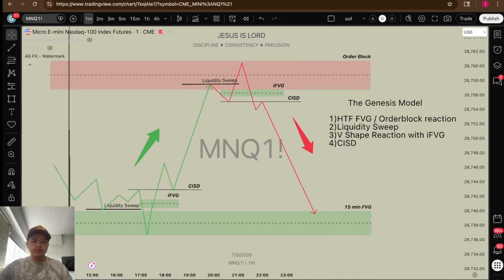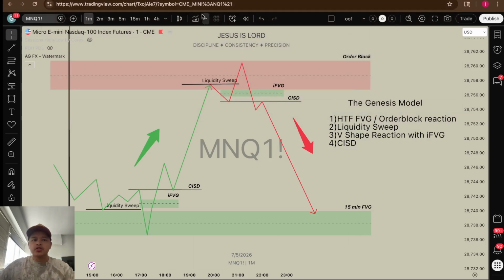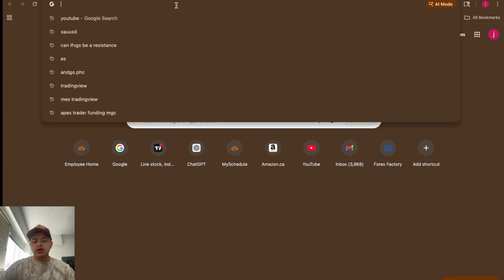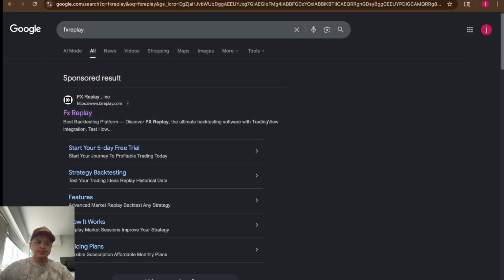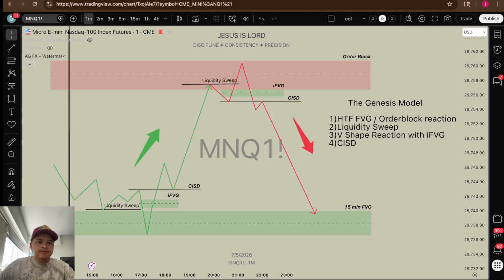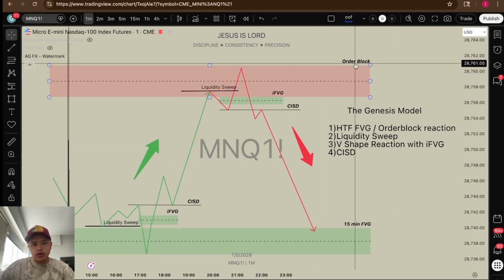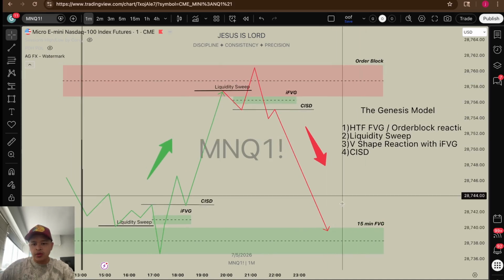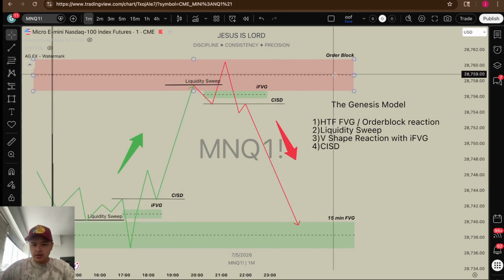Okay, now we're going to look at the bearish model of the Genesis model. Go ahead and open FX Replay. In the bearish model, we look for rejection of an order block or a higher time frame fair value gap. One of those two.